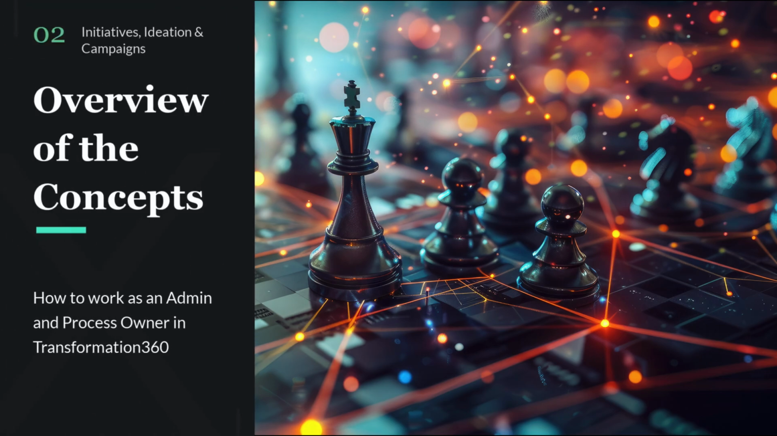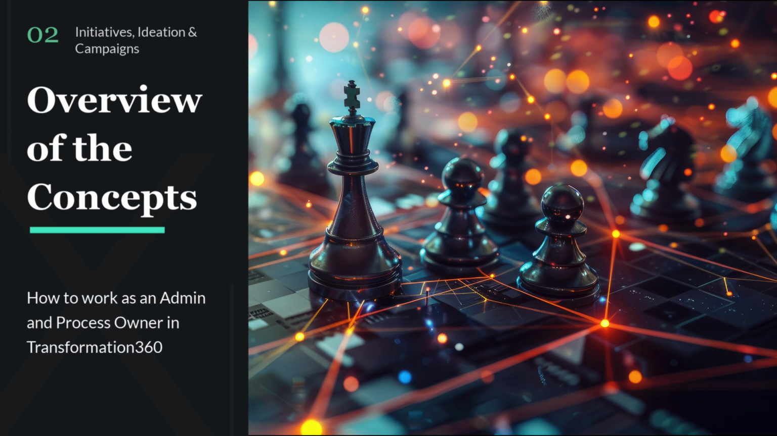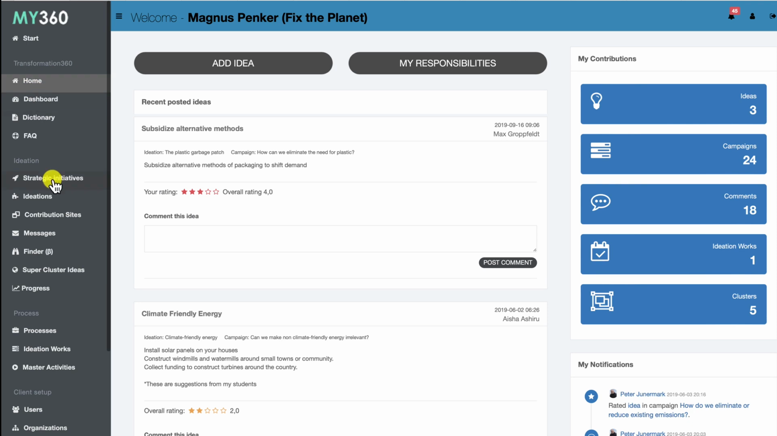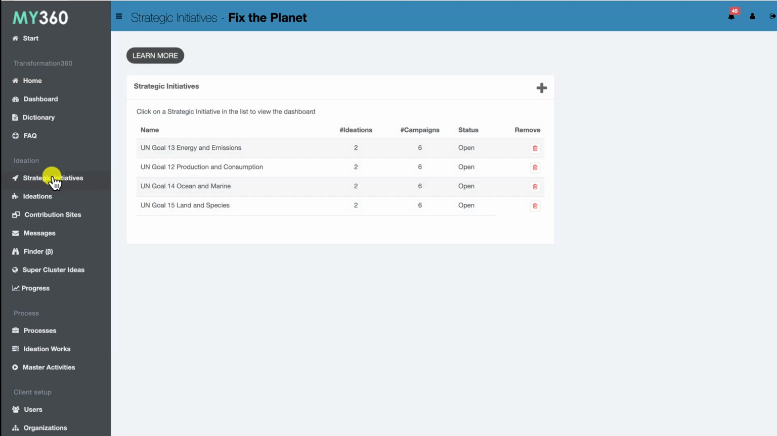Here we will learn more about strategic initiatives, what they are, and how you add them to the system and link them to ideation work and so forth. If you want to add a strategic initiative, you click on the menu alternative Strategic Initiative.